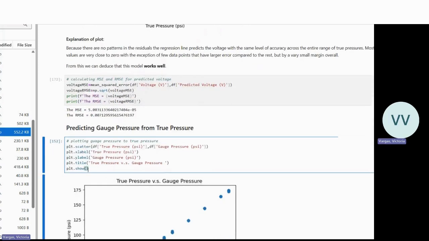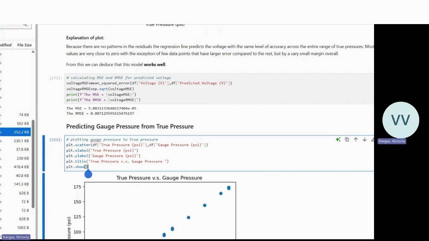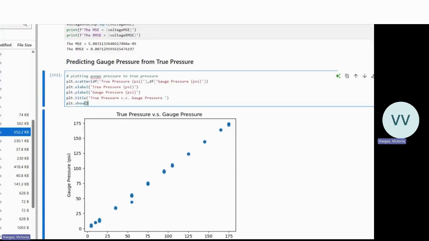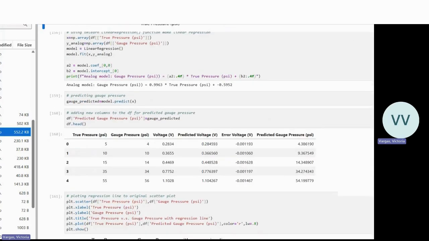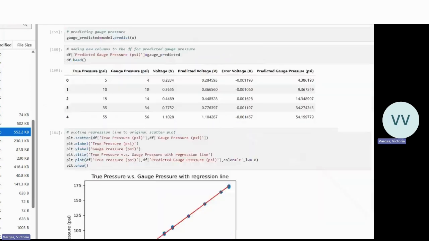So that's a very low number, but again, that's what helps make a more accurate model, that lower number, RMSE. So then now I did the same exact thing, except now with gauge pressure from true pressure. So there is a model of these codes right here following the same exact steps, except for now with that gauge pressure.